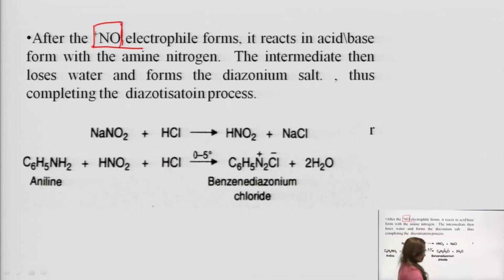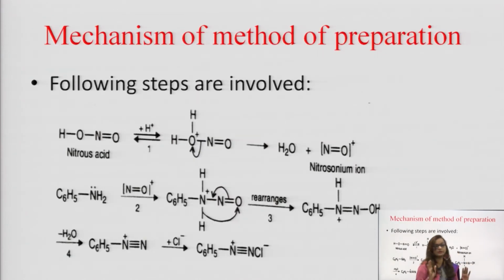And I will tell you the mechanism. This is the main mechanism for the formation of diazonium salt. What happens? We are taking nitrous acid. See, nitrous acid is prepared, and how can it be prepared? I will tell you. This is nitrous acid. In the presence of acid, what is happening?